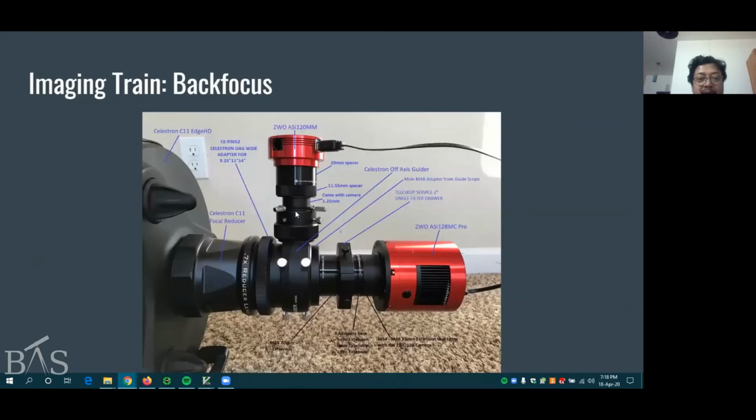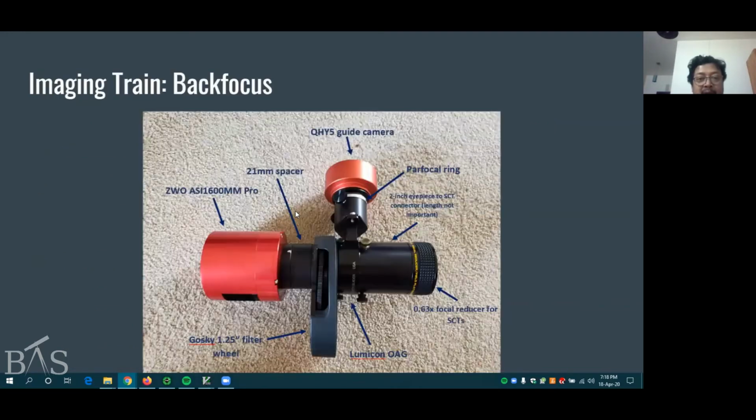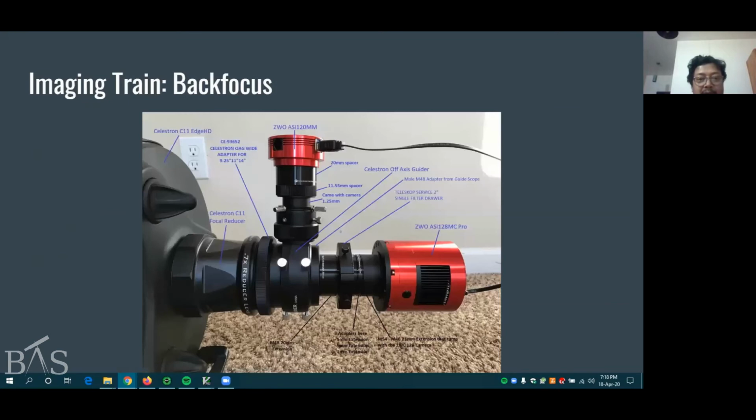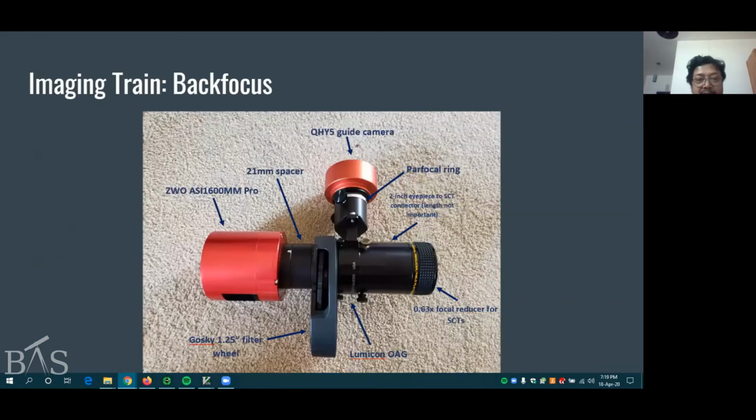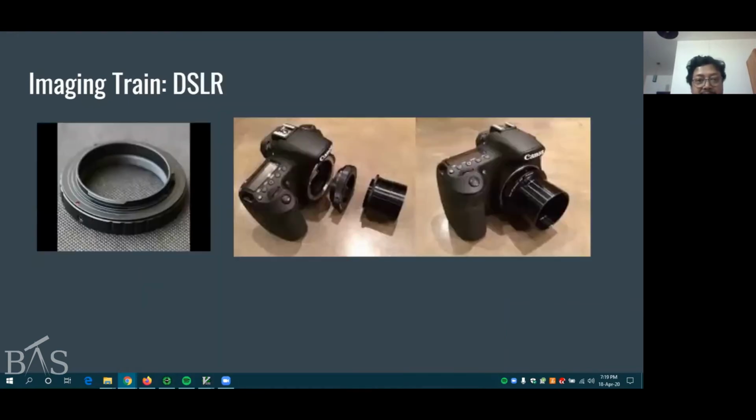Now, how do we use a T adapter? How do we connect a DSLR camera to a lens? You would have heard that we usually connect using a T adapter or T-ring. This is the ring and this is called the adapter. Together they screw in.